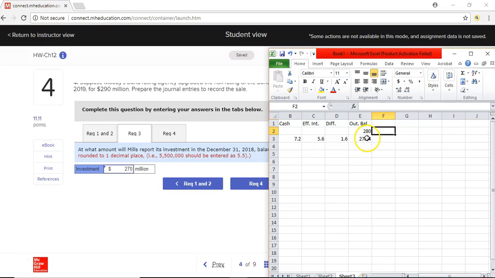The book value of these investments was $278.4 million, but we have to report them at fair value, $270 million. So how do we make the adjustment to decrease the book value from $278.4 million to $270 million? We will use the unrealized holding loss and fair value adjustment entry. So here we have a fair value of $270 million.